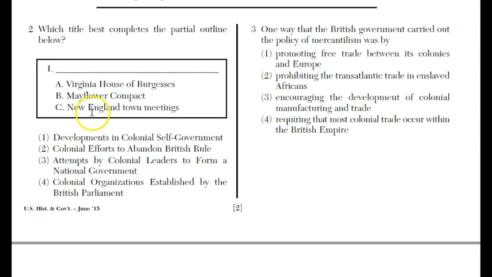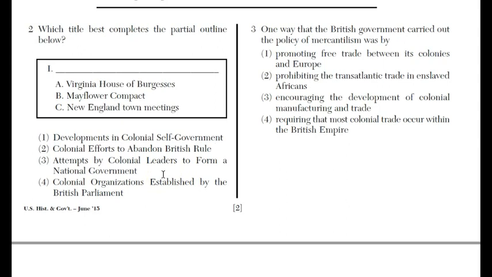Okay, hopefully you got this one correct, too. It would be the developments in colonial self-government. That's the only one that makes sense. Colonial efforts to abandon British rule, these are all very early. This is all happening in the 1600s. America is not interested in leaving the British Empire at that point, so that makes no sense.